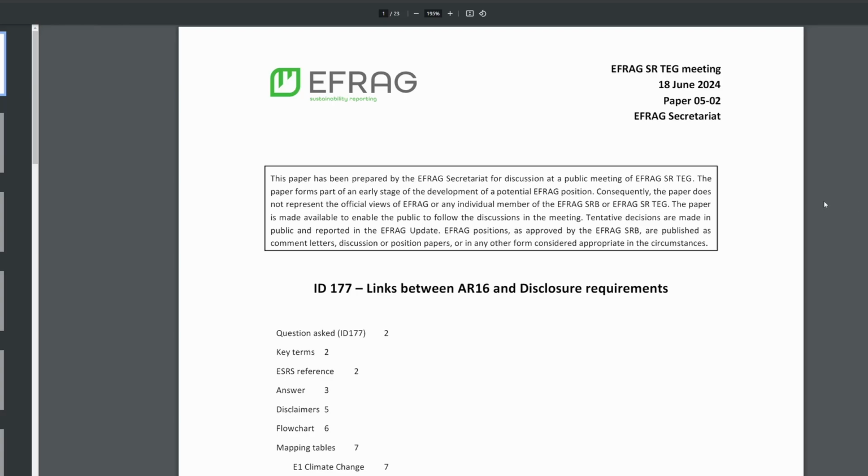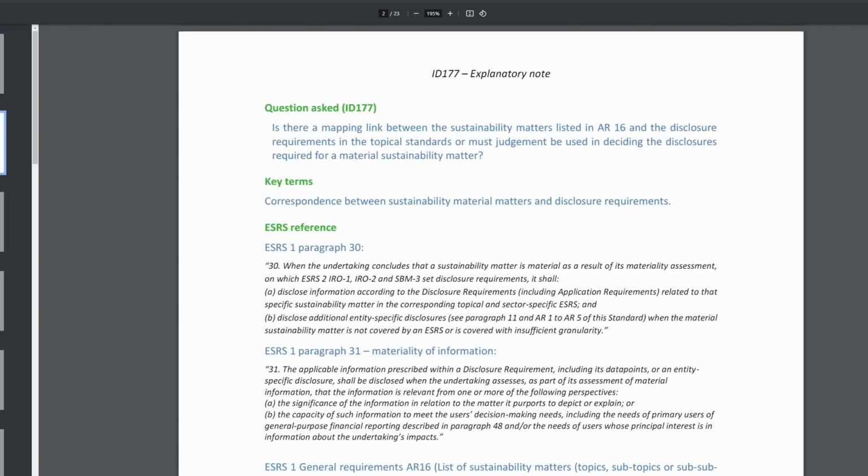And this is discussing the links between the sustainability matters, that is what AR 16 is a reference to, that is Application Requirement 16, which tells us what the matters are, and the disclosure requirements. It is the attempt to provide the mapping that has been missing. Now, whilst that is the case, I want to just go to the first few pages of this because it is very important to understand that this concept of exercising judgment is still part of the guidance. The mapping should not automatically make the decisions for us. That is very important. So let's have a look at that.